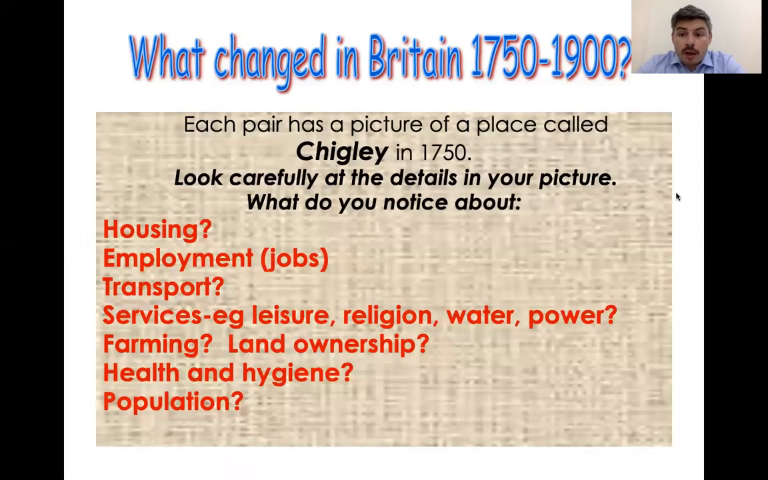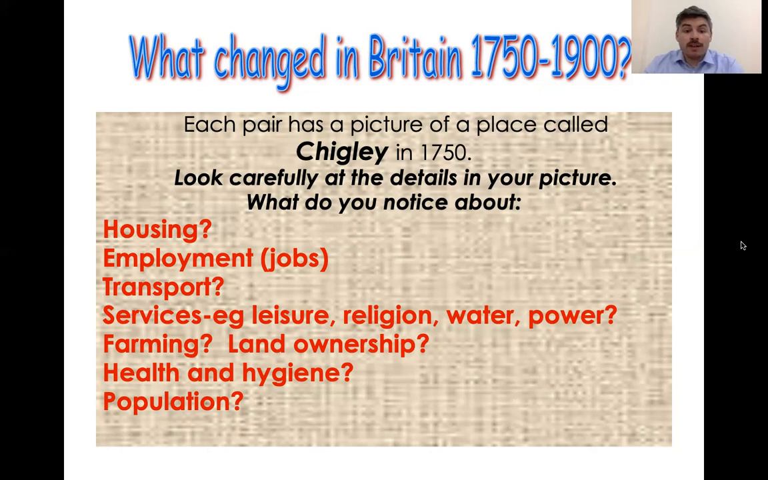So, looking at Britain's changes from 1750 to 1900, we're going to have a look at a picture of a place called Chigley, which is in England, okay? And you're going to look at the picture carefully, and I want you to write down what details you notice about the picture. What housing can you see? What employment, what jobs can people be doing? What transport are they using? What services are available in terms of leisure, religion, water, power, schools, farming, health and hygiene? Okay, so does it look hygienic? And what's the population? Is it a big population? Is it crowded? Is it small?